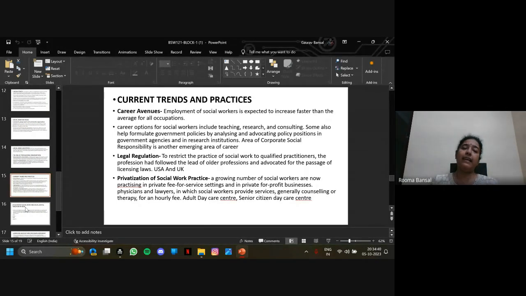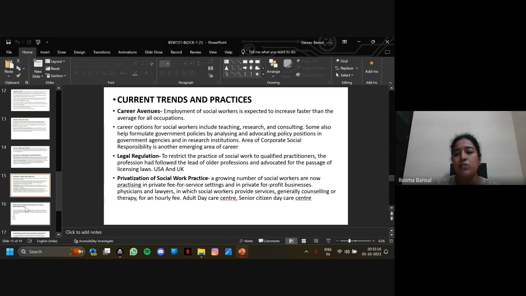Here, in India, we have a licensing system for medical practitioners. N number of doctors are working in the field of social work. They provide their consultation, their services free of cost, but they are registered people. They are qualified medical practitioners. So in some fields we do have that kind of restriction, but in social work in general, we do not have it. Privatization of social work practice.